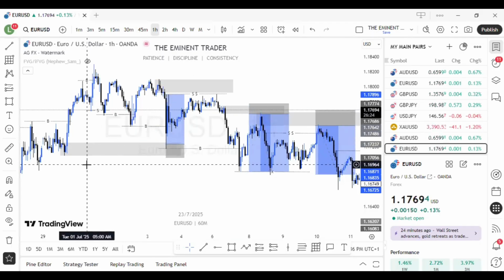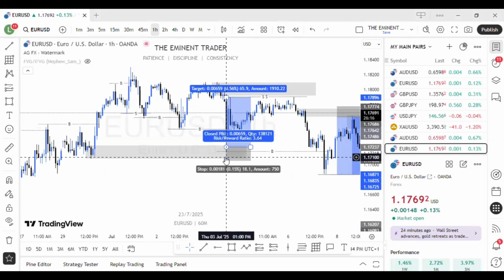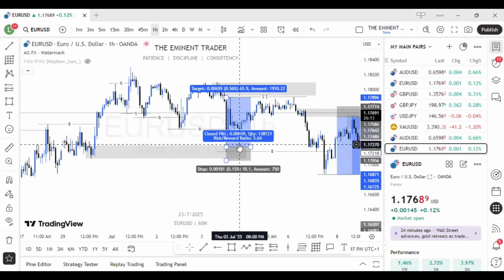So as I was saying, you would always see it very clear. This is the 1 hour. This is a buy setup. Let me see. I think I had the sell coming.